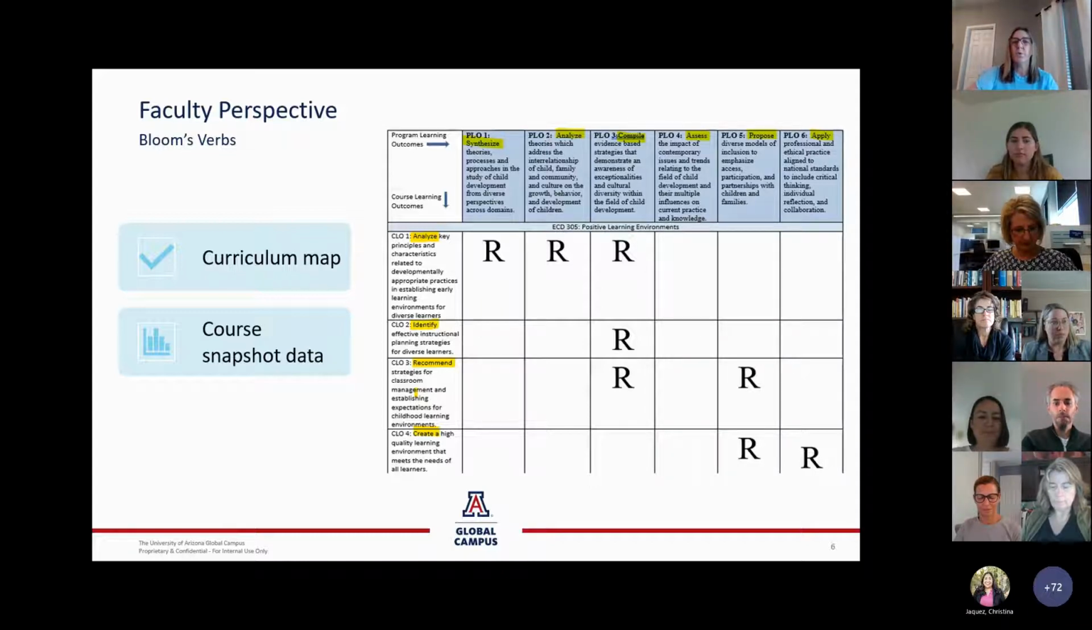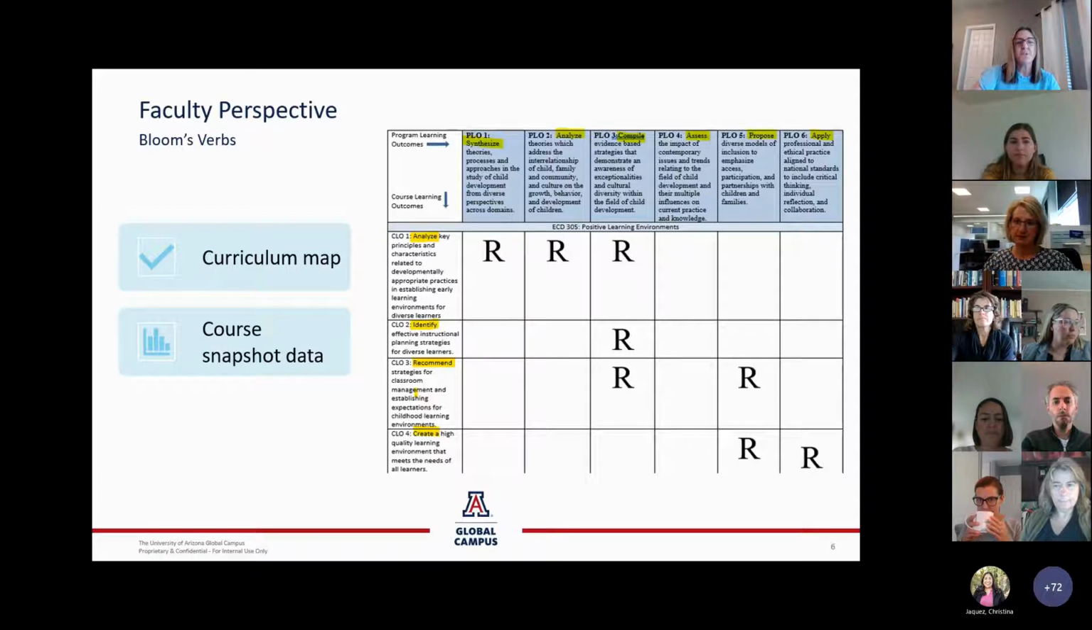And so this is really important when I'm thinking about the how part of the course learning outcome, because I want to make sure that when I'm writing my outcomes and I'm choosing my Bloom's verbs, that I'm choosing Bloom's verbs that aren't at too high of a level for where the students are at in their program.